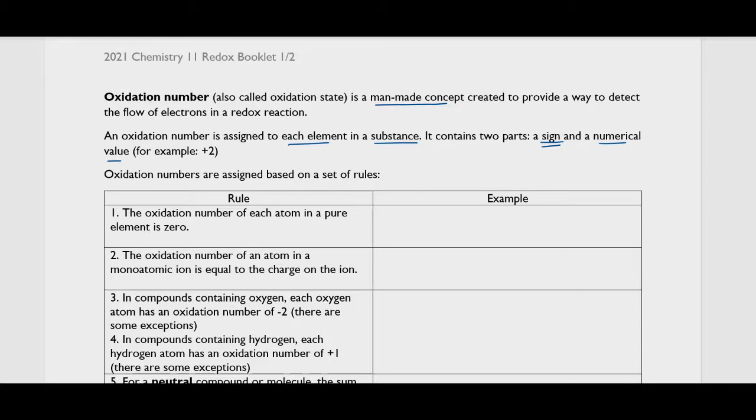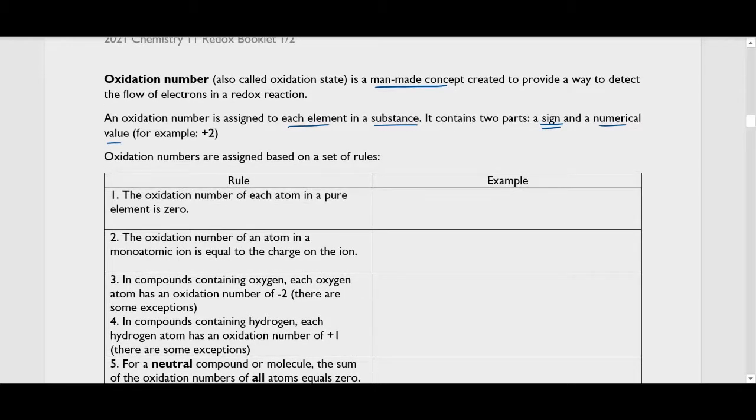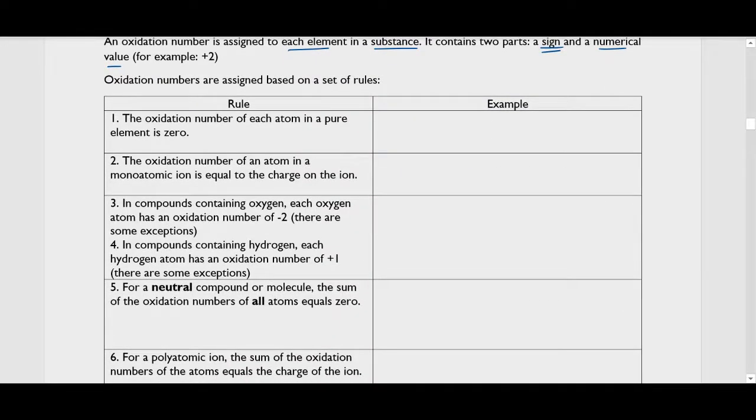So this is the set of rules that you need to use in order to determine oxidation number for elements. The first rule is this: the oxidation number of each atom in a pure element is 0. So for example, if I have Na, this is a pure element, so it just has sodium, then the oxidation number of this element will be 0. So I just put a 0 on top of the element.